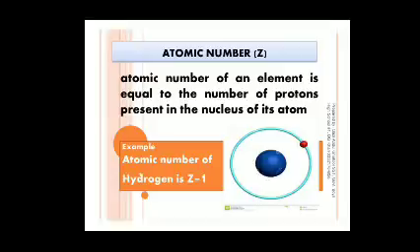Some examples: hydrogen atomic number is 1, so Z is equal to 1. Helium atomic number 2. Lithium atomic number 3. Sodium 11. Calcium 20. Iron 26. Zinc 30. This 30 means 30 protons or 30 electrons present in the zinc element.